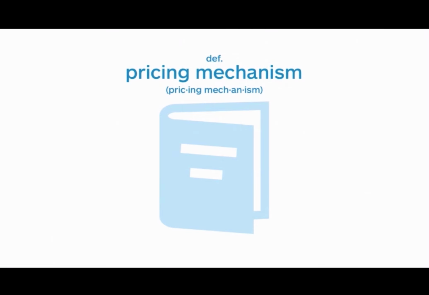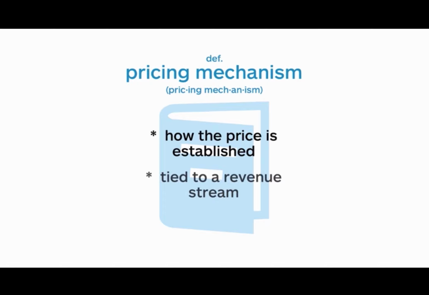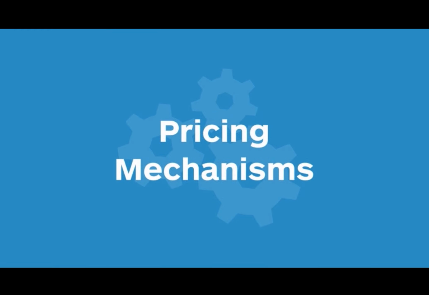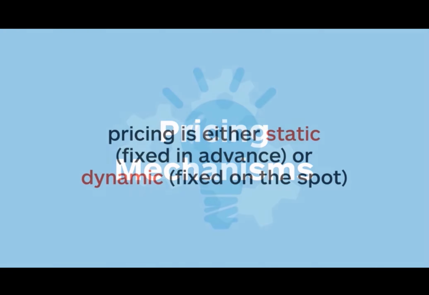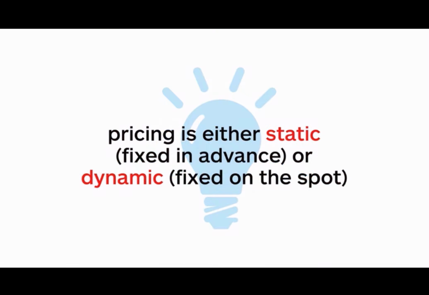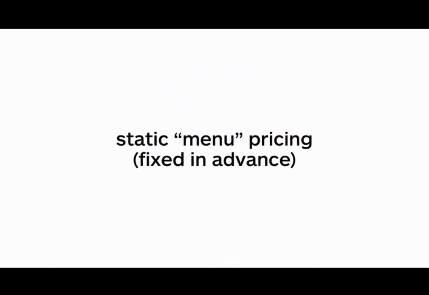Now let's look at pricing mechanisms. This is different from revenue streams. This is how the price is established, and a pricing mechanism is tied to a revenue stream. There are different pricing mechanisms, and basically you have two categories. It's either static, where the price is fixed in advance, or dynamic, where the price is fixed on the spot. We'll start with static menu pricing, where the price is fixed in advance.